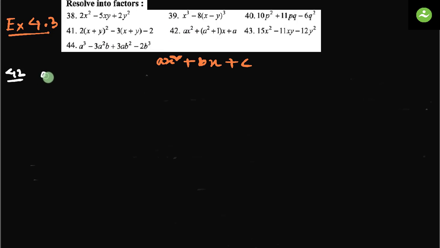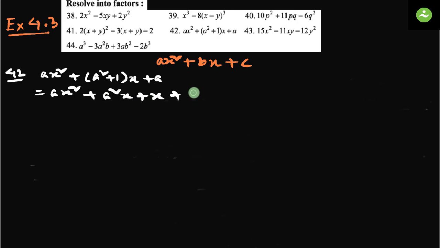Number 42, ax square plus a square plus 1 x plus a. Actually, we don't need to think much to solve this. We can just do the simplification and solve it into factors. Equals to ax square, doing the simplification, plus a square x plus x plus a.